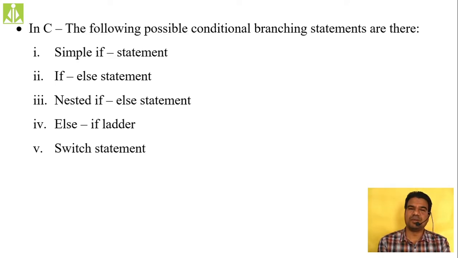Okay, so the simple if statement is only a two-way selection statement. The if else statement is also a two-way selection statement. The nested if else, as I said, we cannot categorize. It can be two-way or multi-way, but the else if ladder, when you are framing it, is a multi-way selection statement. And finally the switch statement can also be a multi-way selection statement.